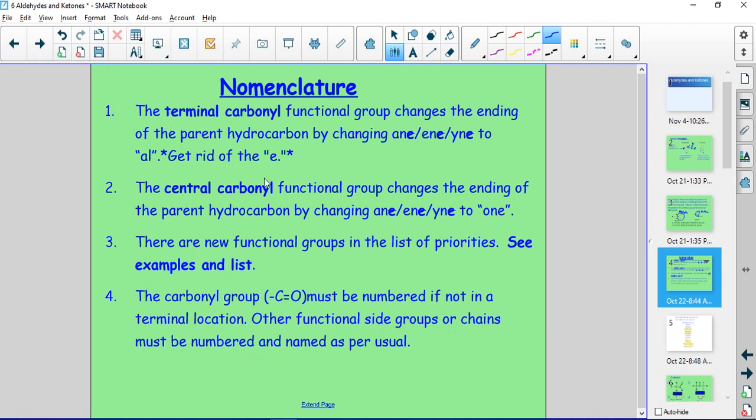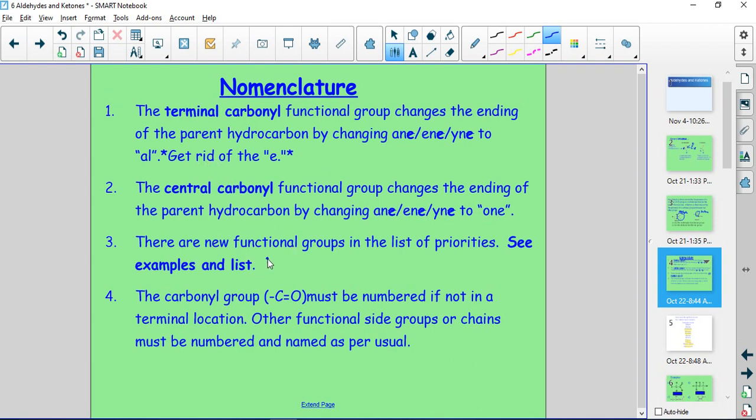Now, rules again, I will review the first couple. Some other rules that are added onto these will appear as we do more examples. So when you have a terminal carbonyl, that means it's going to be an aldehyde. You take the E out of the ane, ene, or ine, and you add al. We'll get to those examples. If it is a central carbonyl, so not an aldehyde, instead a ketone, you take out the E and you add one. So we'll get to those examples as well.